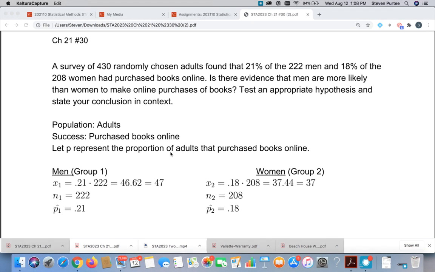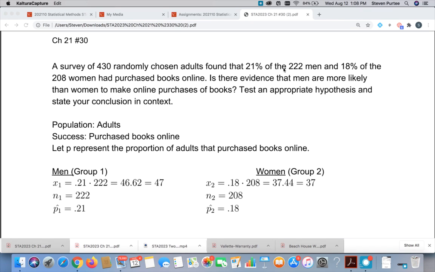Okay, let's do this two-prop hypothesis test. Pause the video and read the question. Okay, we want to know if we have evidence that men are more likely to buy books online than women. We know this is a two-prop test because we have two groups. We have men and women.